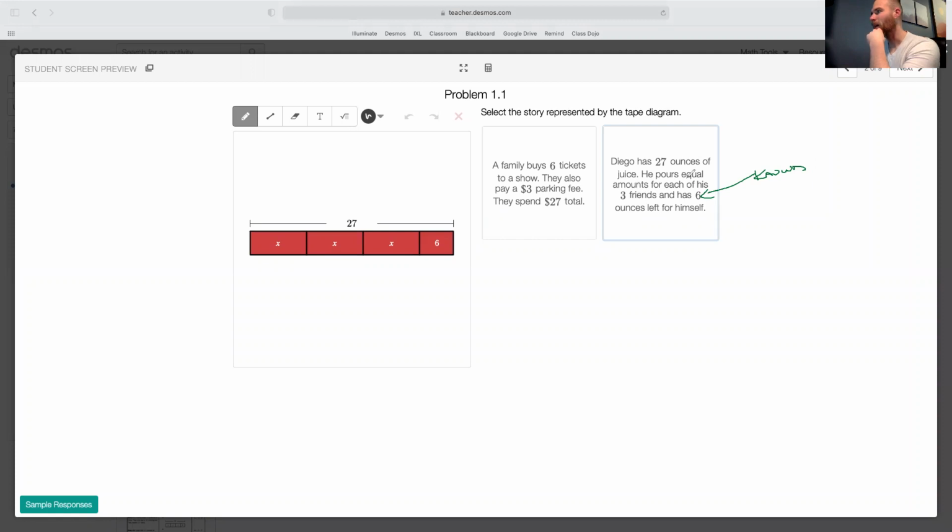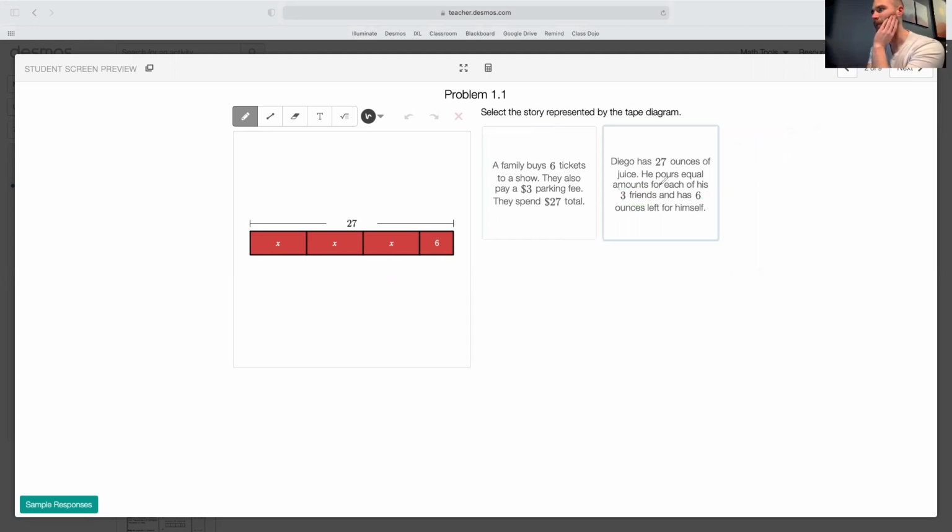Then the unknown amount is how much he pours for each of his friends. Okay, so that's not in the tape diagram, right? But what we do see is 3 unknowns representing the 3 friends, right? One friend, 2 friends, 3 friends. Compare that to the other story. This story says a family buys 6 tickets to a show, but doesn't tell you how much the tickets cost. And so this tape diagram would need to have an X or some other letter 6 times in it, right? For these 6 tickets. So they're trying to confuse you with the 6 and 3 here.